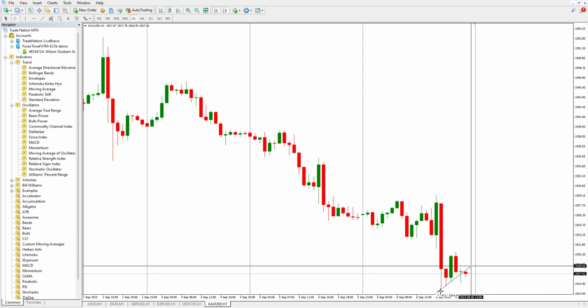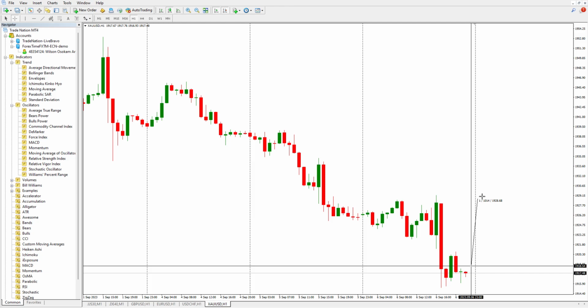And for that 40 pips, that is my stop loss. Take note, because I'm buying, the stop loss is going to be below. So for that 40 pips, our stop loss is 1914.48. Automatically, our take profit for gold, I prefer trading 1:2.5.